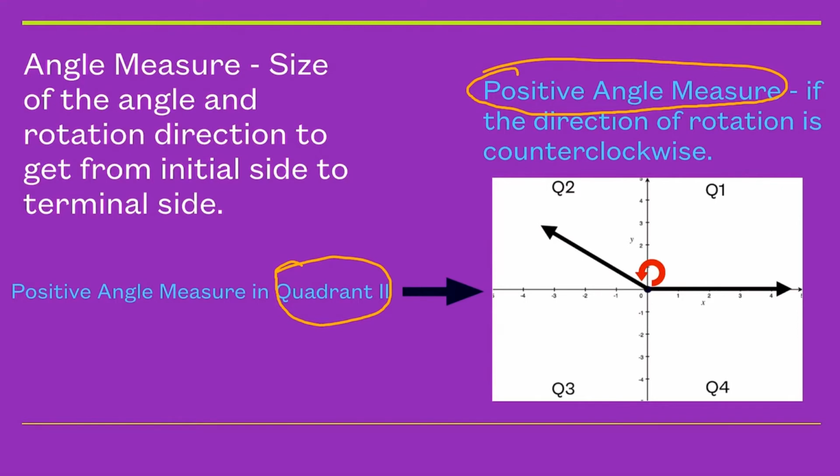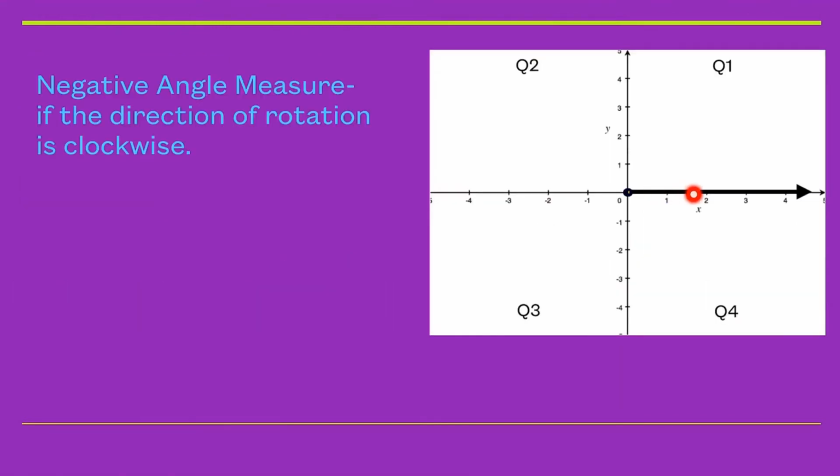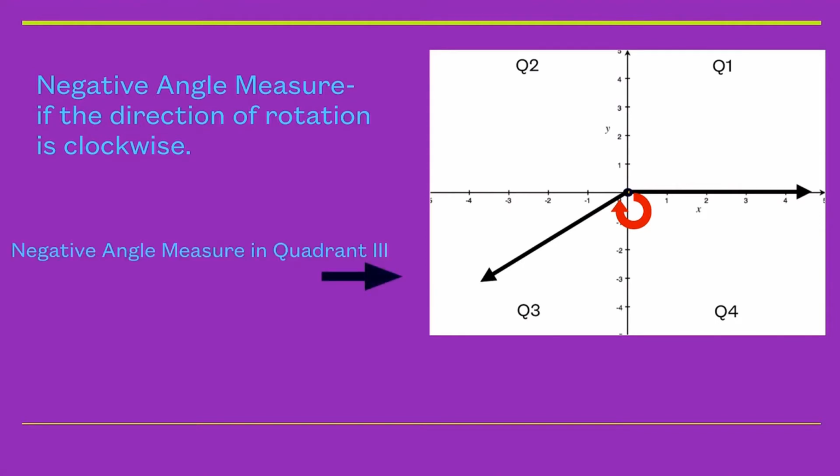Now conversely, if we rotate the ray clockwise, as you can see by the definition here, we wind up with a negative angle measure. You get a negative angle measure if the direction of rotation is clockwise, and you can see this in the animation. We started at our initial side in standard position, and then rotated it some number of degrees clockwise, which results in a negative angle measure. The terminal side wound up in quadrant 3, so that's where this angle would live. It would be a negative angle measure, and it would live in quadrant 3.